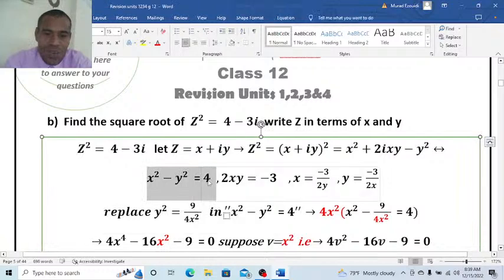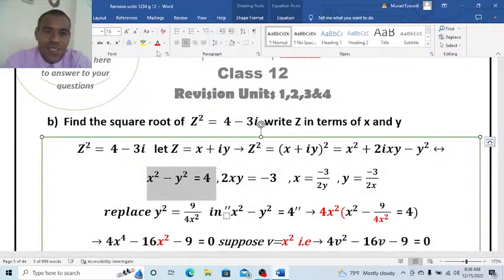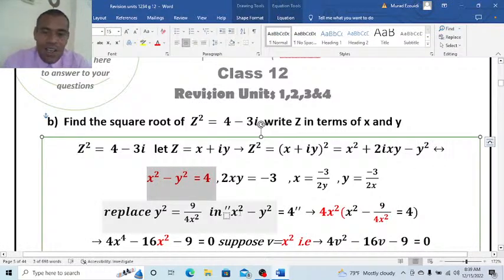You see this equation? Yes, okay. You should replace this in the equation that represents the real part: x squared minus y squared equals 4. Therefore, to remove this 4x squared, just multiply both sides by 4x squared. It will be what, learners?